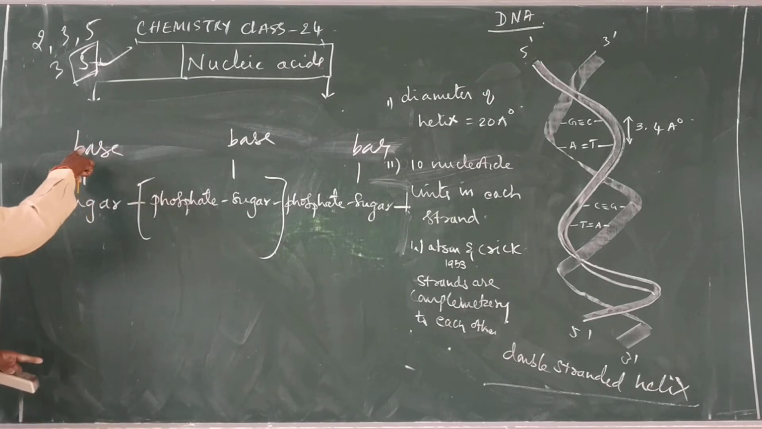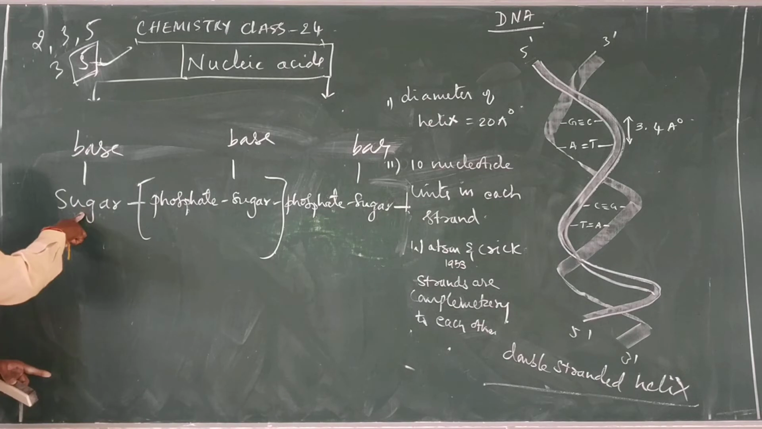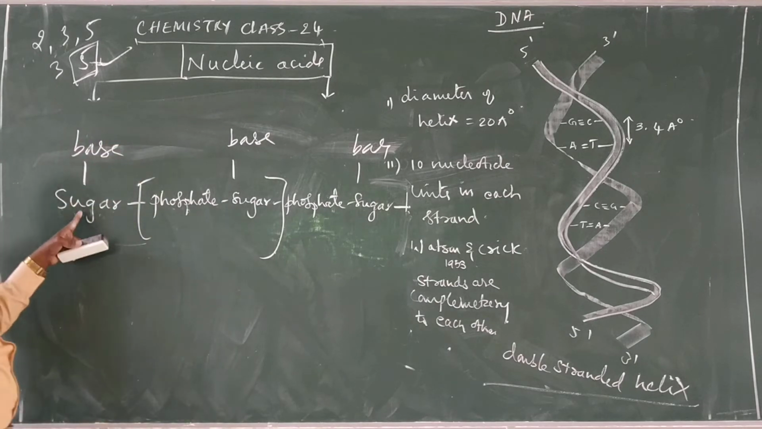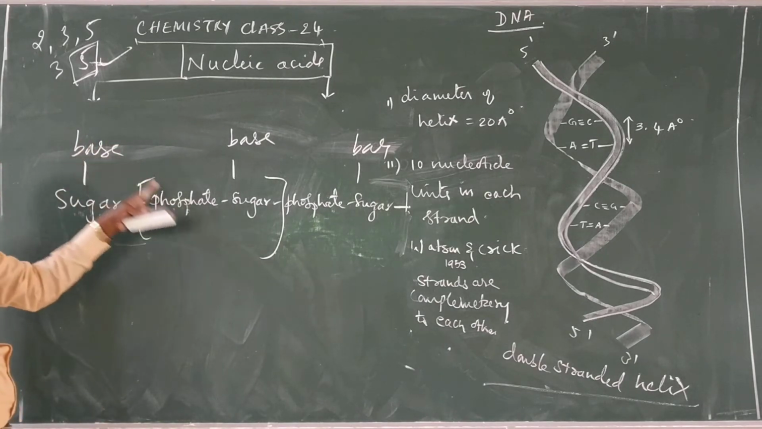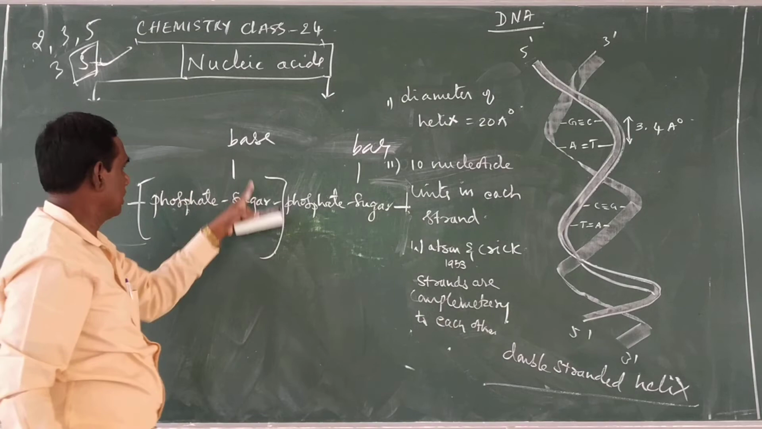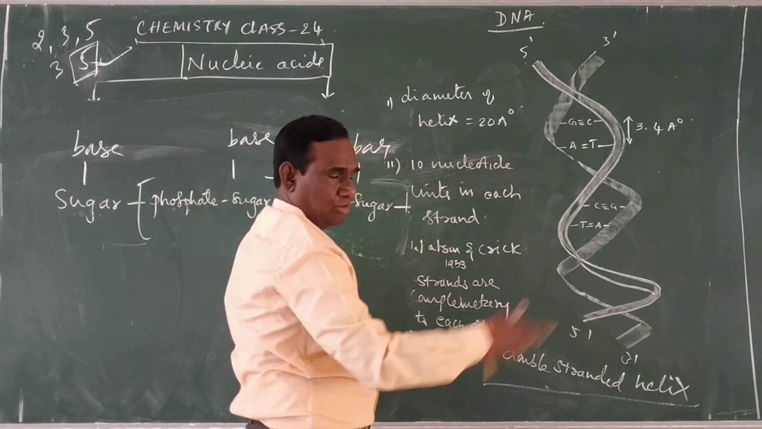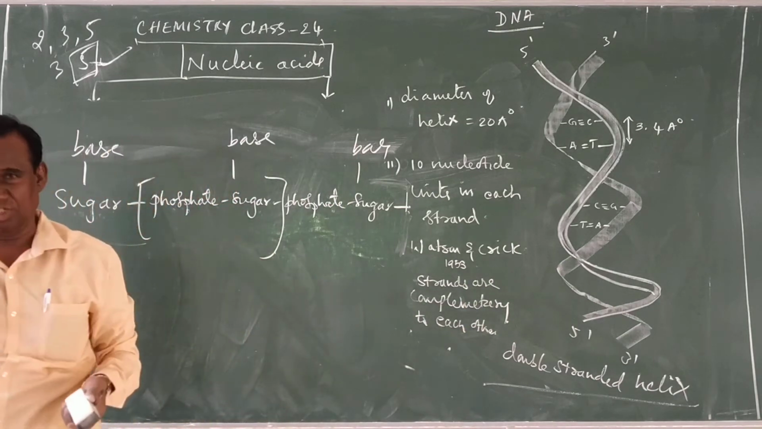Why? Because when a base is added to sugar, you will be getting a nucleoside. When a nucleoside is added to a phosphoric acid molecule, you will get the nucleotide like this. That is sugar, base, phosphate. So phosphate, sugar, base, sugar, phosphate, base, sugar, phosphate, like this. So this is how we can write the partial structure of nucleotide.